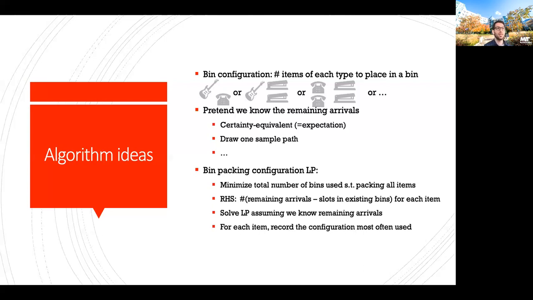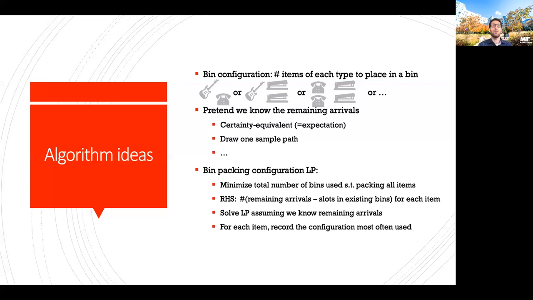Then given these arrivals that we assume, the OCOP algorithm can solve the so-called bin packing configuration LP. Here we have a decision variable for each bin configuration that decides how often that configuration is used over the remaining time horizon to pack all the items. The LP minimizes the total number of bins created, subject to creating sufficiently many bins that all the remaining items, which we don't know, but we pretend that we do know it, can be packed in the configurations that are created. What we will need to know for each item after we solve the LP is the configuration that is used for this item the most often in the solution to this LP.